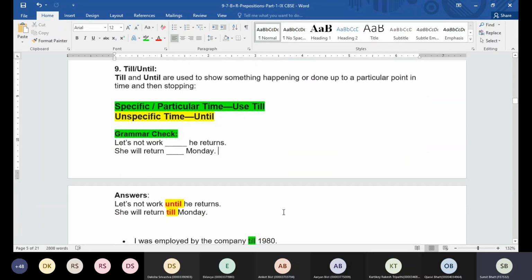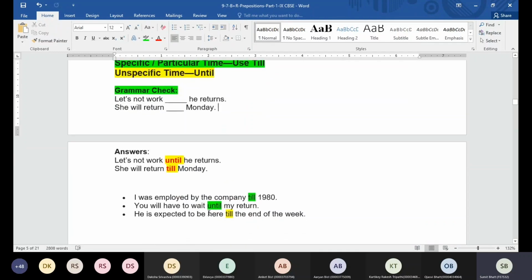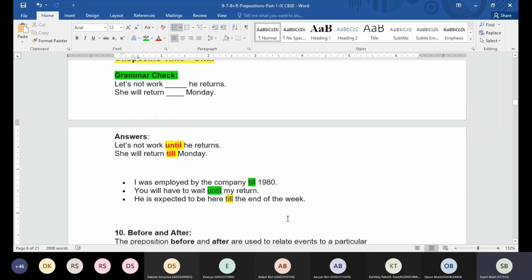Like, let's not work until he returns. She will return till Monday. I was employed by the company till 1980. You will have to wait until my return. Or, he is expected to be here till the end of the week. So this is how we use the word till or until.